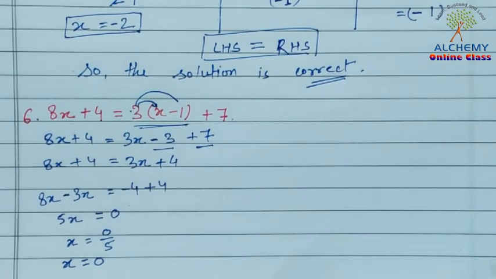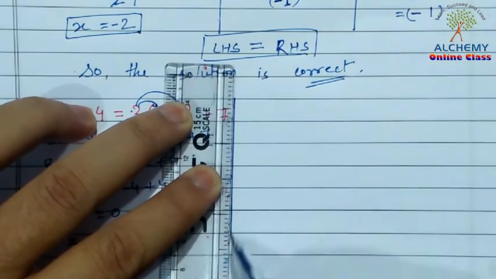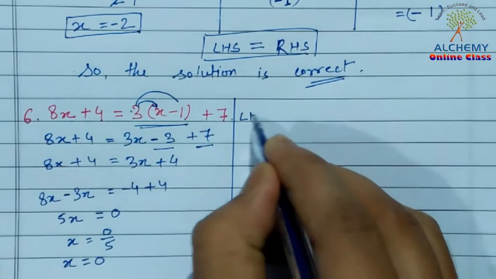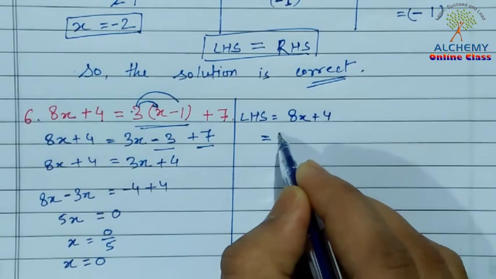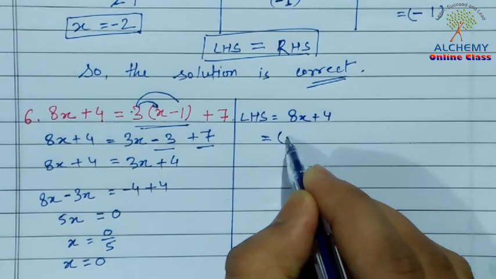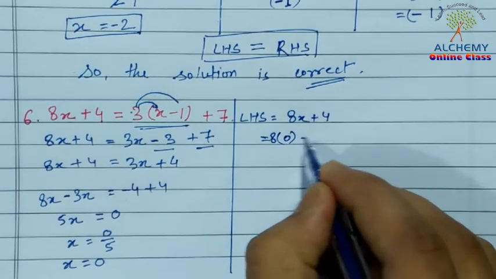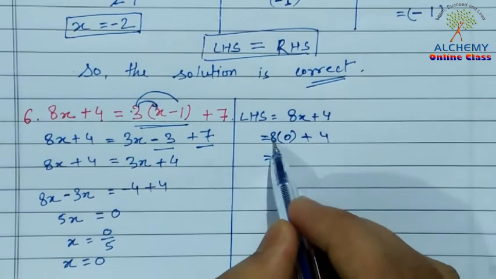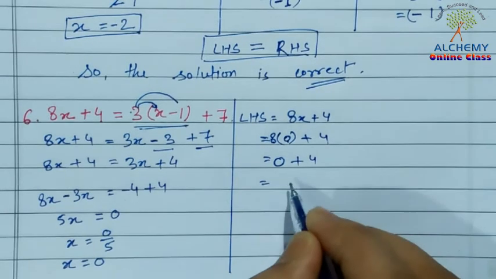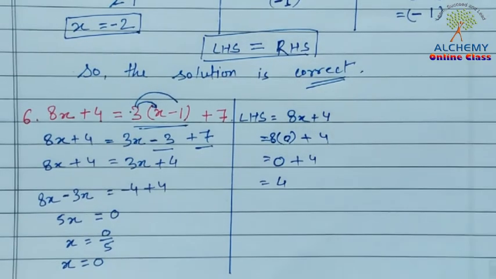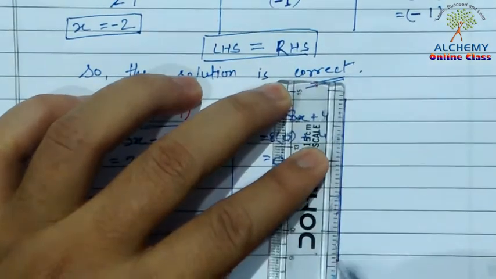Okay, now let's check our answer. Left hand side first, that is 8x plus 4. Put the value. When we multiply this 8 to 0, we get here 0 plus 4, and our answer will be 4. Okay, let's see what is the value of right hand side.